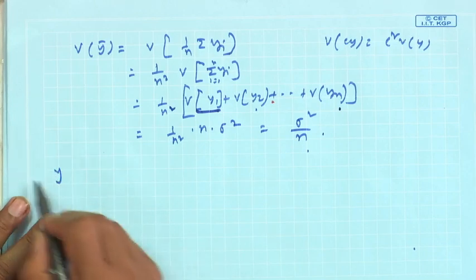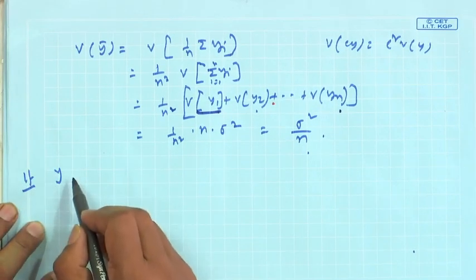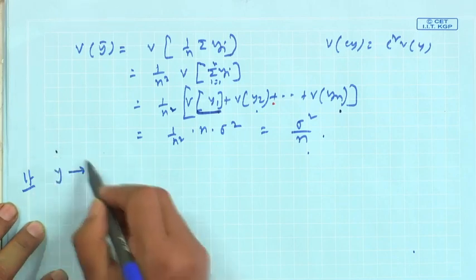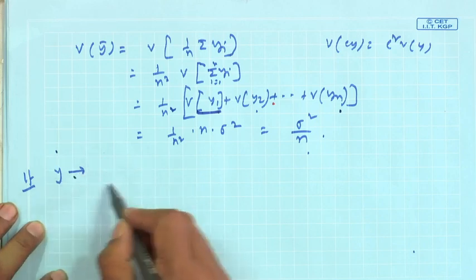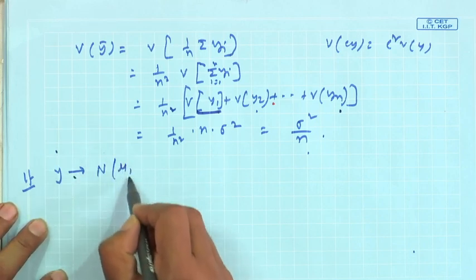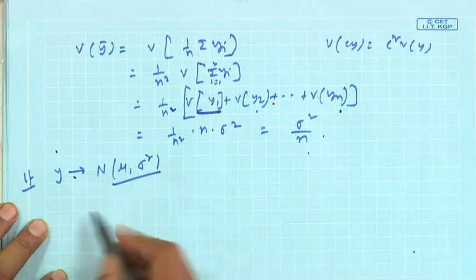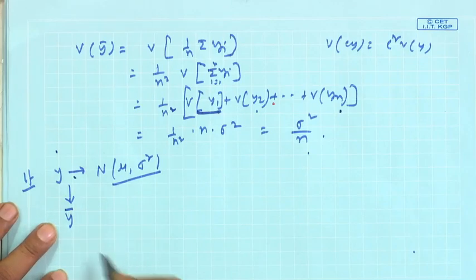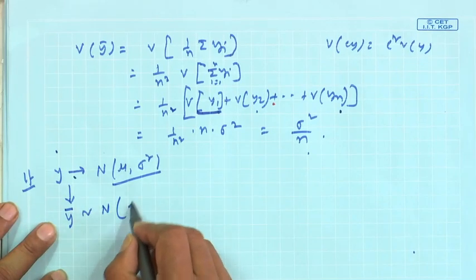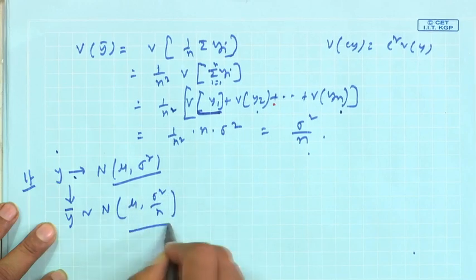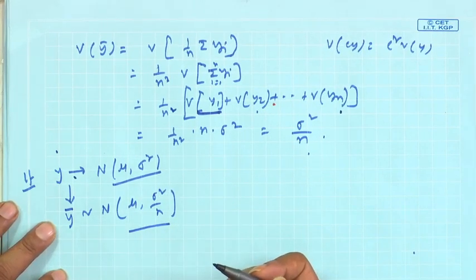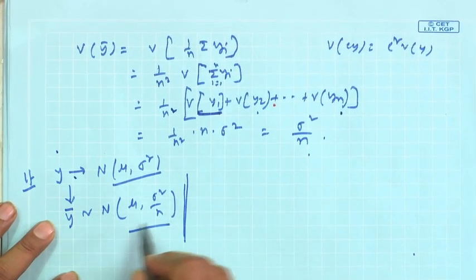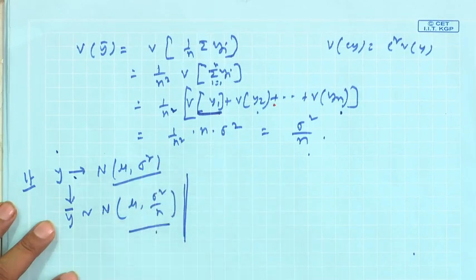So that means, if y is the original variable characterizing the population, and if it is normally distributed with mu and sigma square, then if you sample, the statistic y bar will also be normally distributed with mu and sigma square by n. Okay. So that is the interesting observation here.